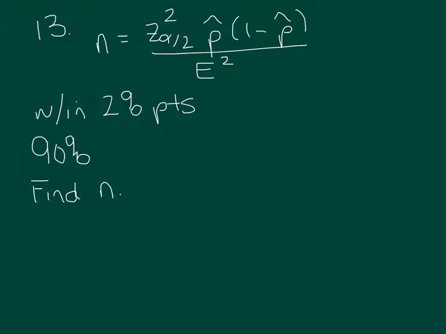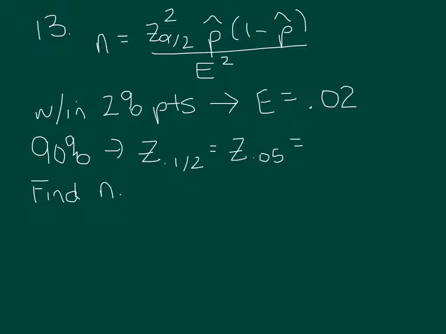So within 2 percentage points, being very careful to convert that, that's our E, right? Within always tells you that's kind of your error. 2 percentage points is our 0.02, right? Being very careful about that. We want 90%, so that's Z of 0.1 divided by 2, which is Z of 0.05, which if we look that up in the table, I believe I got that to be 1.645. So you can look that up in the table to find Z of alpha over 2.